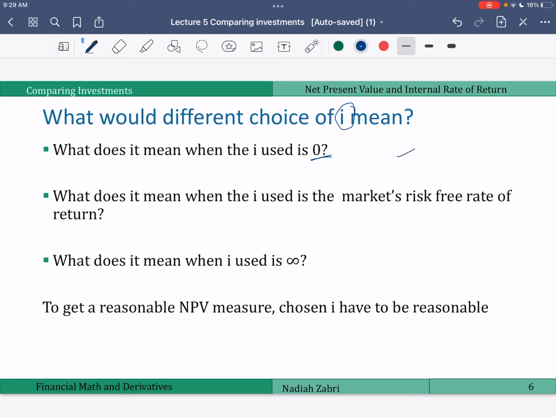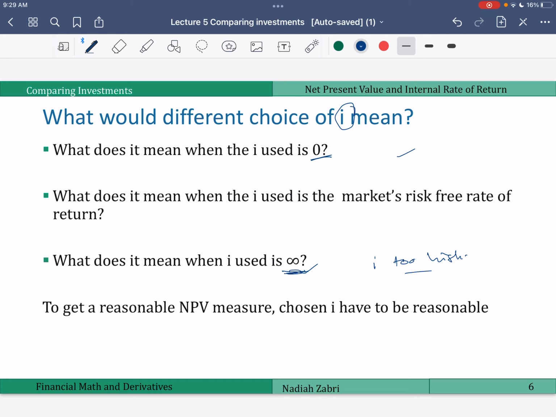What if our I is too high? What if we are using an infinite I? This is also very extreme. This means that the value of any income that we get tomorrow is 0. It doesn't have any value. So this project will never make a positive net present value. That is an extreme case. But what if the I that we choose is higher than reasonable? So if I is too high, it means the same.